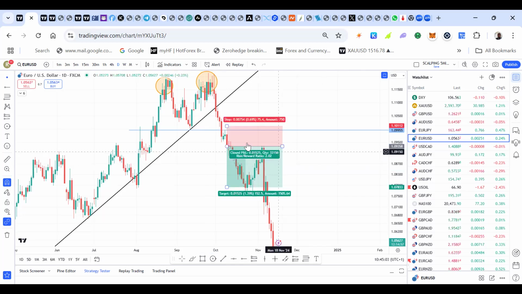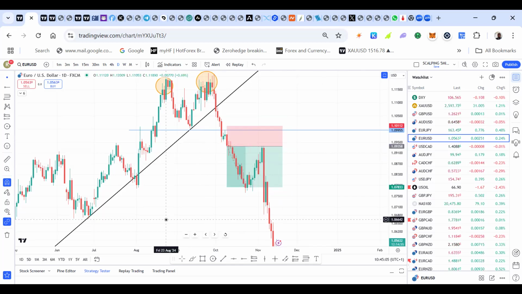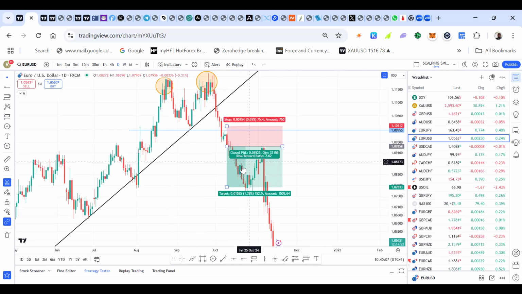Now this 1 to 2 was actually delivered. This 1 to 2 was delivered. So you enter this trade here, and this 1 to 2 is giving us how many pips?